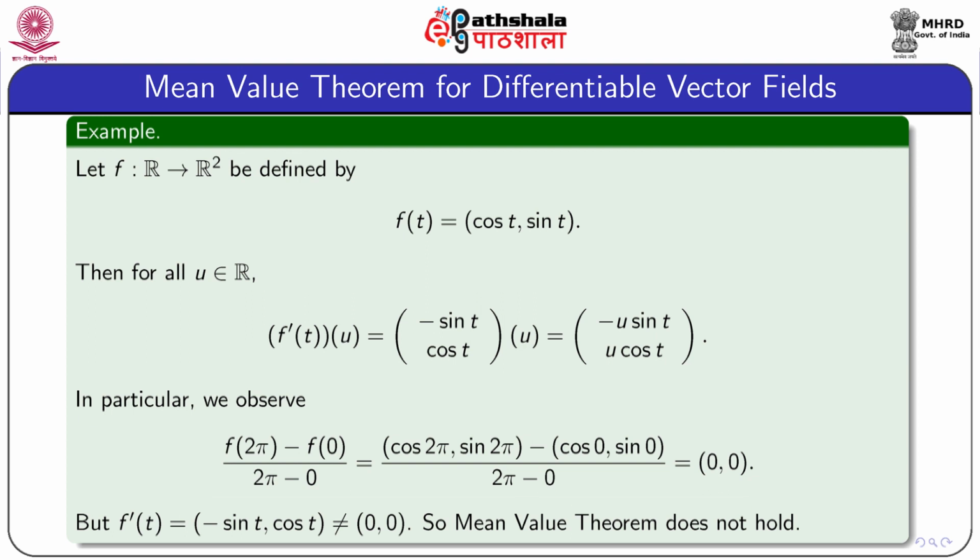But f dash t is the vector minus sin t, cos t, and for any value of t it is never 0 0. So, mean value theorem does not hold, that is, we are not getting any vector equation like the previous one.